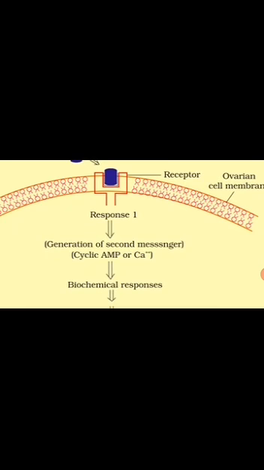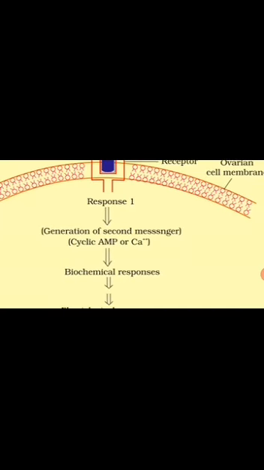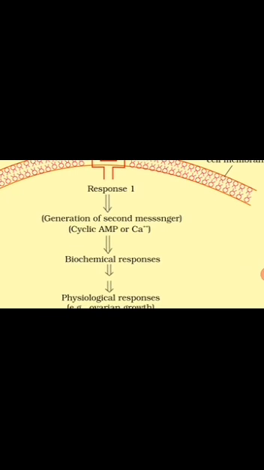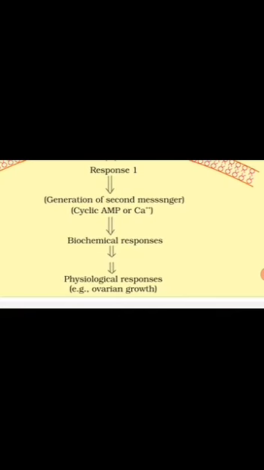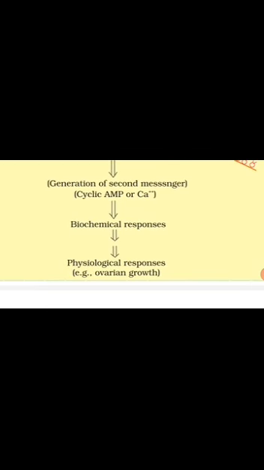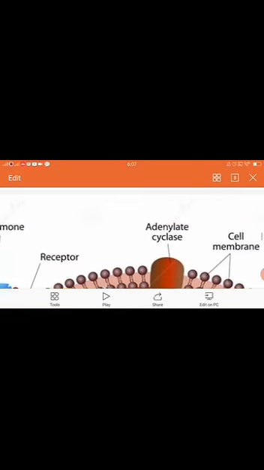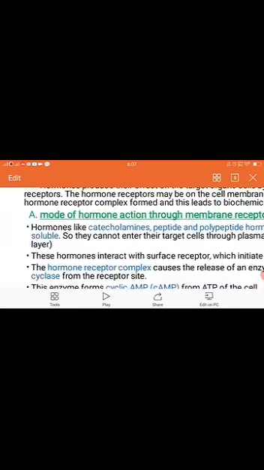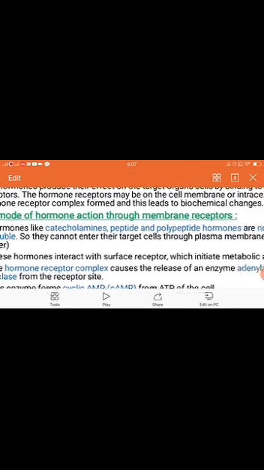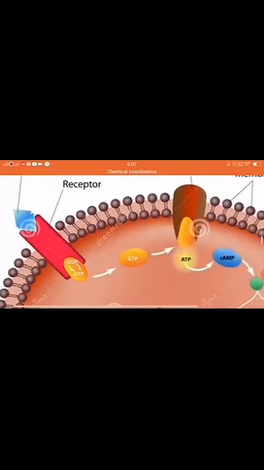So when this hormone binds with the receptor, what does it form? It forms the cyclic AMP. Now this cyclic AMP acts as a second messenger, and it gives rise to the biochemical responses. This biochemical response means what? It carries out the ovarian growth. So in this way the first mode of hormone action through the membrane receptor takes place.